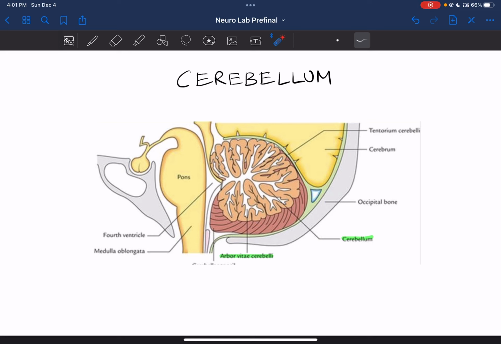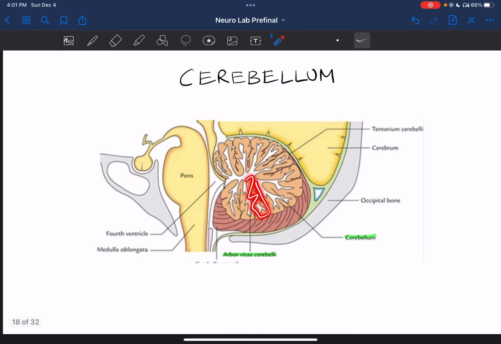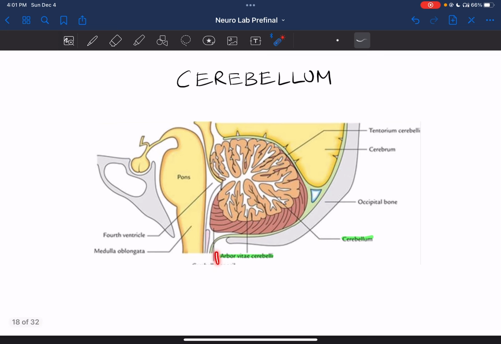Okay. So the cerebellum, this is the sagittal section in which you can see the cerebellum. And inside the cerebellum, the fibers form a tree-like appearance. And that is why they are called arbor vitae. So arbor in Latin means tree, vitae is life. So this is like the tree of life. So that is why it is called arbor vitae. And this is your cerebellum.